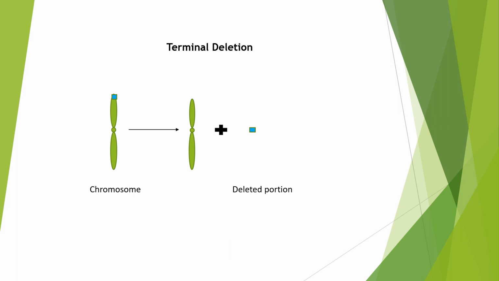Now coming to the deletion. There are two types of deletion. The first one is called a terminal type of deletion. Now in this figure you can see there is a presence of a chromosome which shows deletion at the end position, that is at the terminal position. The end position gets deleted and due to that there is a shortening of the chromosome. So this is called a terminal type of deletion.